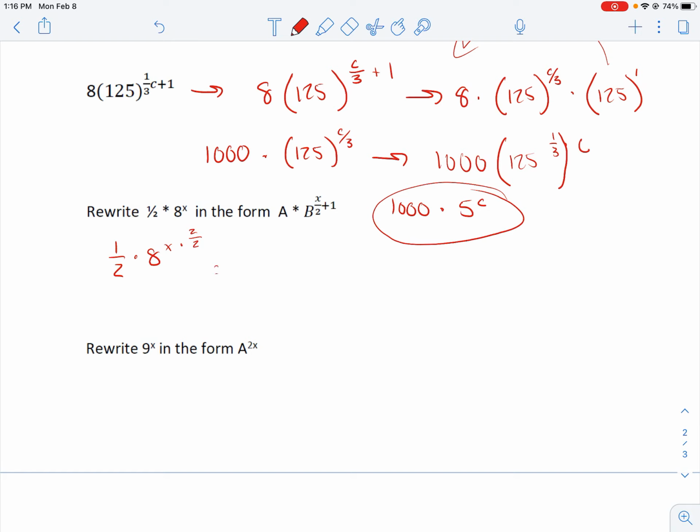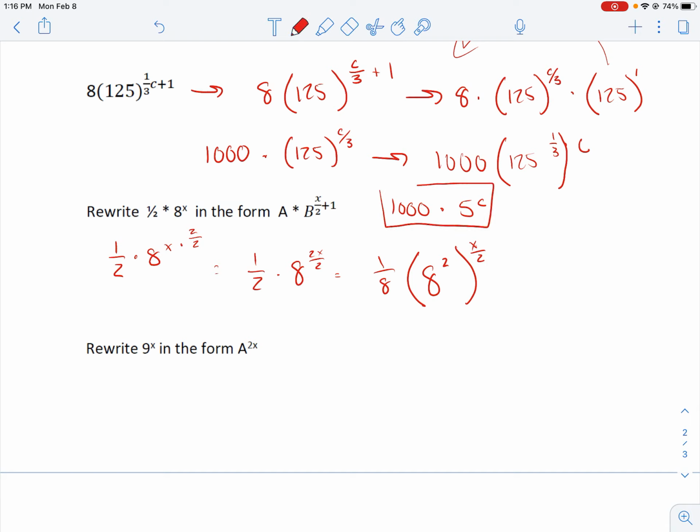So I'm going to multiply it by my strategic 1, right? And so I'm going to get 1/2 times 8 to the 2x over 2. And I'm going to move that 2 inside the parentheses, so I'm just left with x over 2, or x times 1/2. Anyway, okay? So now let's figure out what we got inside parentheses there. So it's going to give me a 64 raised to the x over 2.